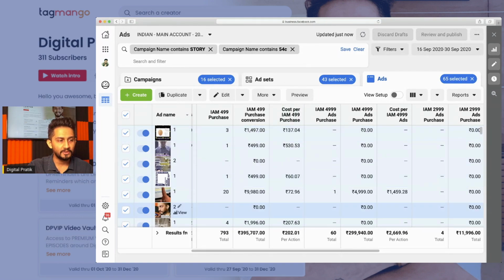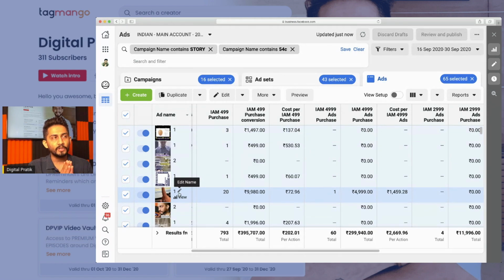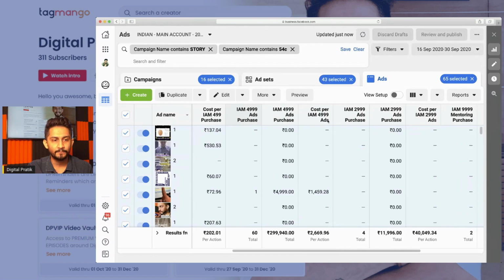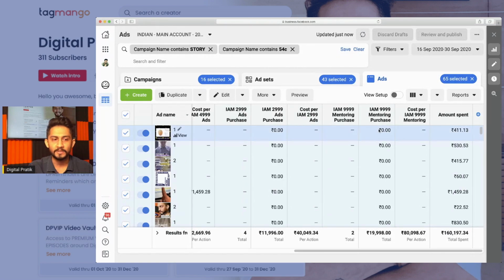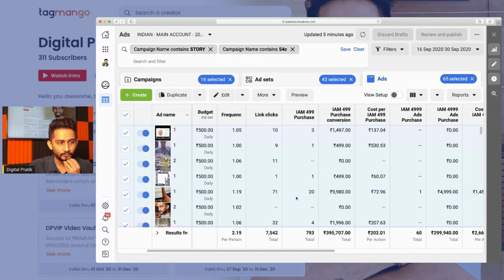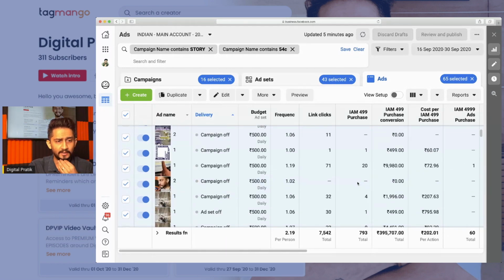So let's suppose all these campaigns were purely oriented to just get more conversions with respect to 499 rupees purchase. All right, but what I was also tracking in the back end was the 5,000 rupees upsell, the downgrade offer of 3,000 rupees, and then the 10,000 rupees product as well. So out of these story ads, what I figured out is there were a lot of conversions.